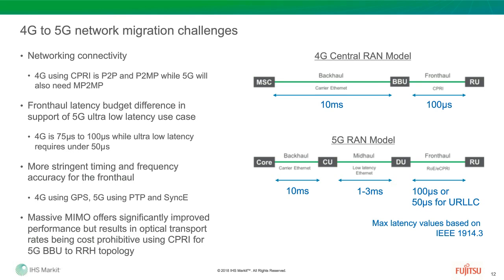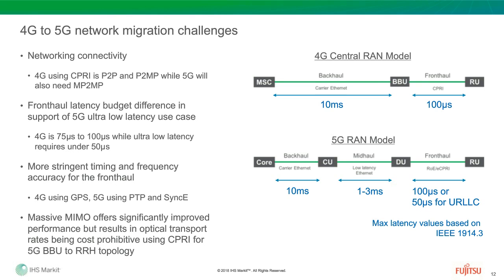The ultra-reliable, low-latency connectivity use case will require a transport facility at half the distance or less than that of 4G, resulting in a maximum of 10 kilometers between cell site and distribution units. Timing and frequency accuracy is more stringent for 5G fronthaul using PTP and SyncE.